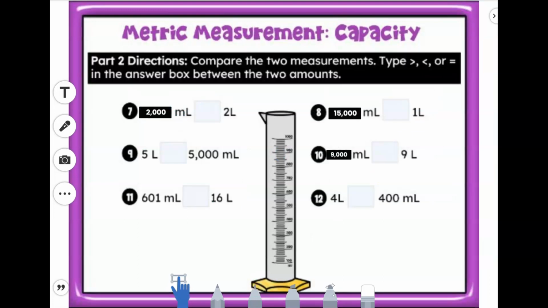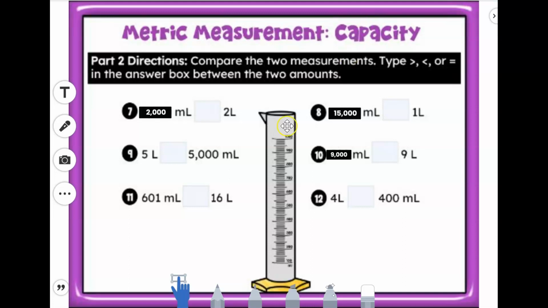On your second slide, you're going to compare these two measurements using your greater than, less than, or equal to symbols. What's helpful is if you make the units match each other. Now, to help you do that, it's going to be easiest if you turn everything into your smallest unit. And your smallest unit is milliliters.